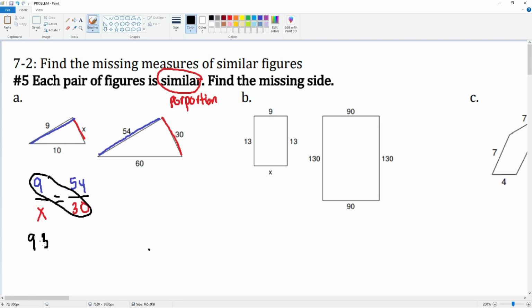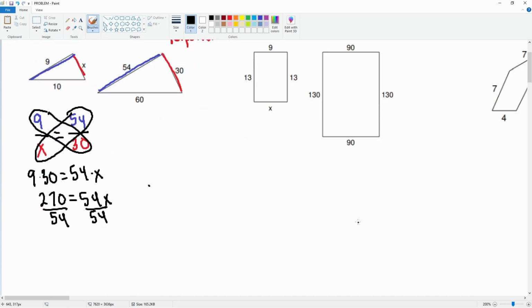9 times 30 equals 54 times X. 9 times 30 is 270, which is equal to 54X. Divide by 54 to both sides. This is now going to get you, let's see, 270 divided by 54 equals 5, which is equal to X. Let's do the next one.